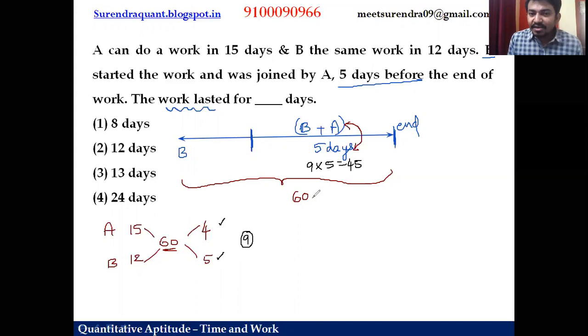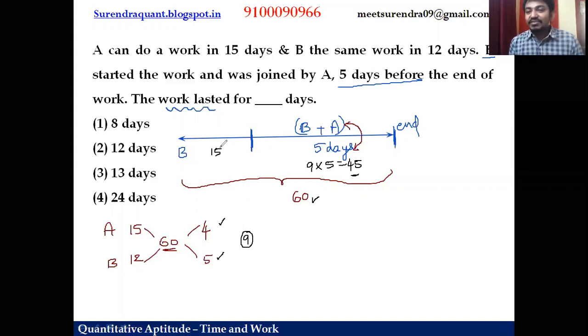So we have 60 units of work. In the 60 units, the contribution of A and B for 5 days is 45. That means what, friends? Out of 60, if 45 is done, 15 more units were finished by B at the beginning of the work. Before A joined with B, B finished 15 units of work.